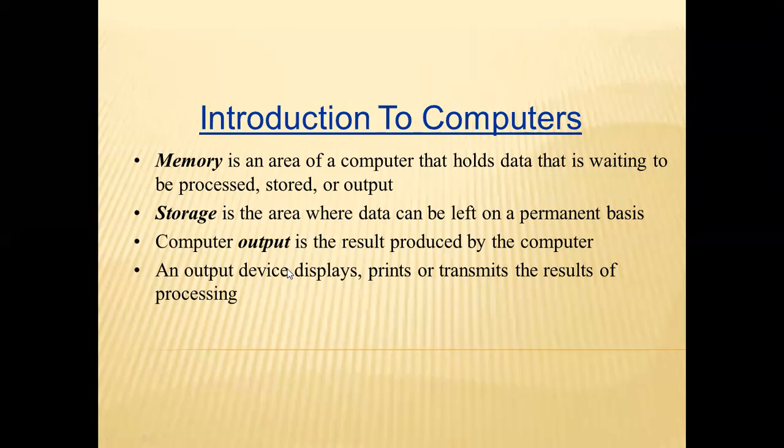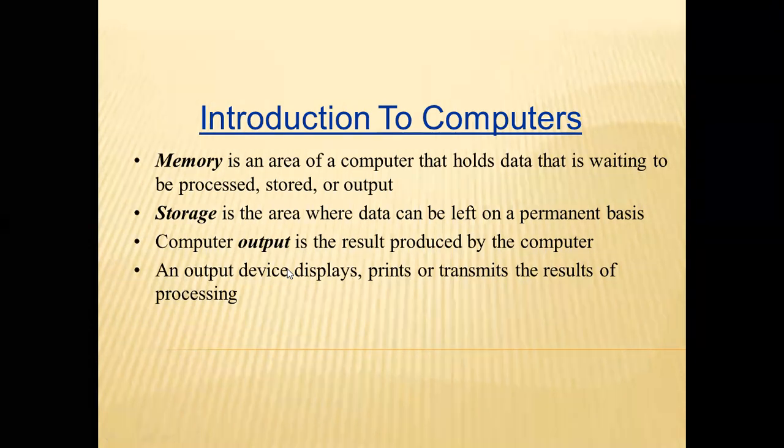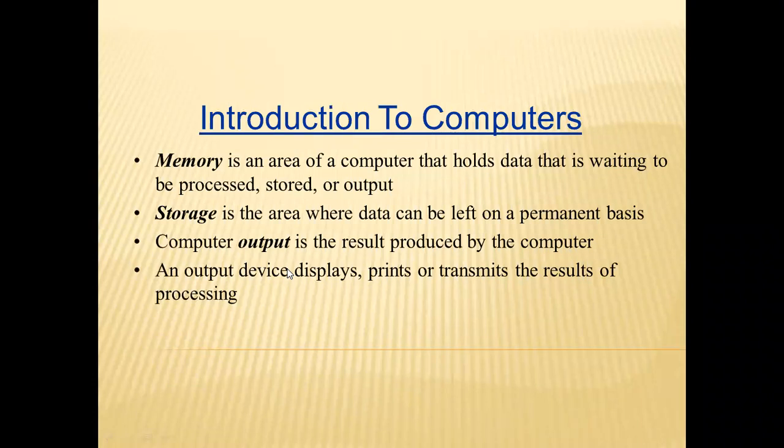So primary memory and secondary memory, these are all the storages where we are going to keep our data. Now, storage is an area where the data can be left on a permanent basis. So we will save that data over there and it will remain there permanently. That will be in the storage part.